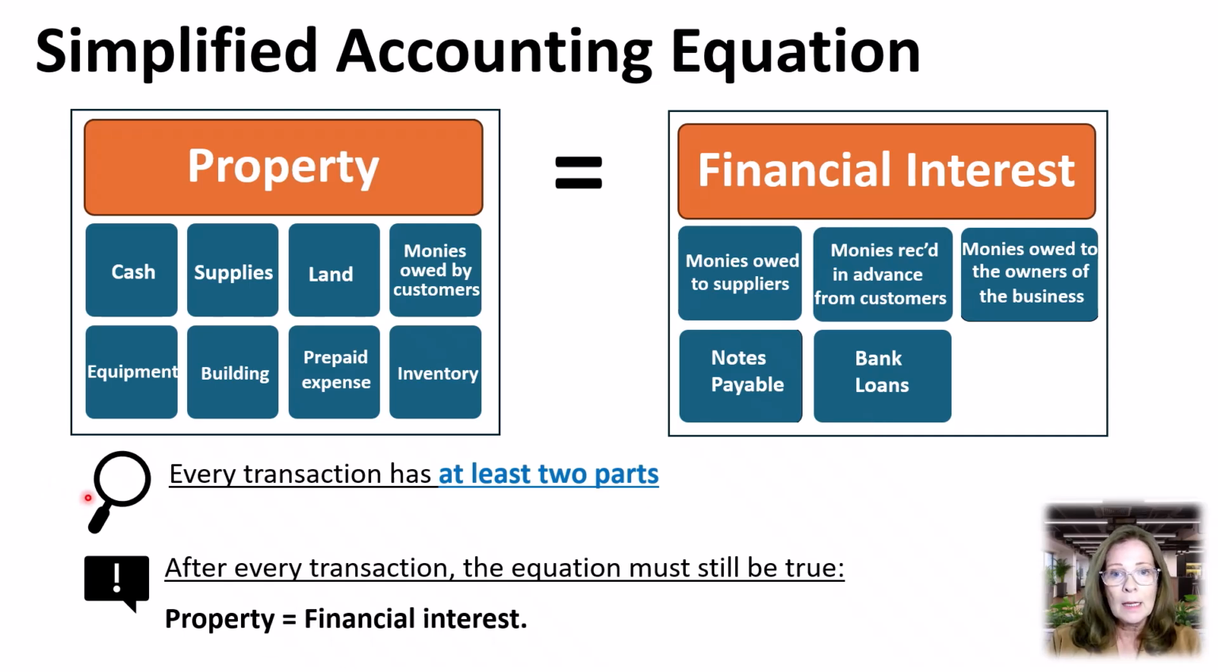And an important thing to remember is that every transaction affects at least two accounts, but the equation must always remain in balance. So if the property side goes up, the financial interest side must go up as well, or property would not equal financial interest. If property goes down, then financial interest must go down as well. Now, you could have a transaction that only affects property when one property category goes up and another one goes down, or a transaction that only impacts financial interest as long as the equation still holds true.